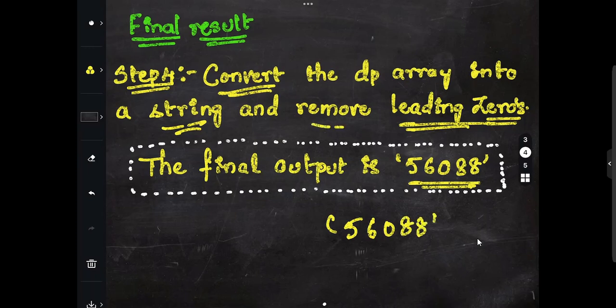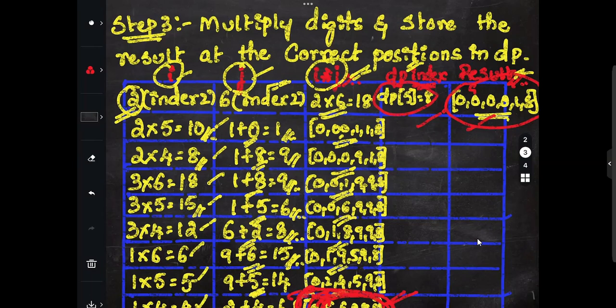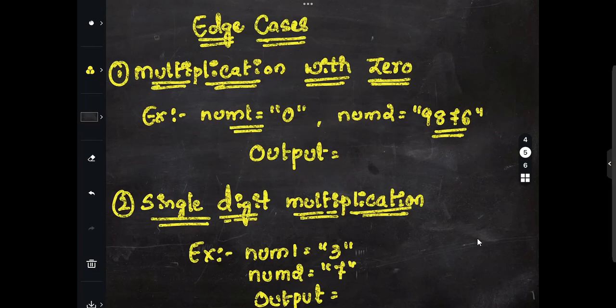So how we got this one? By removing the leading zeros. We will convert the array into string by removing the leading 0. We got 056088, right? Here you can clearly see 056088. The final one, we will return only 56088 in this case, right? So this is the output that we got. So the final result will be this one itself, right? So I hope the approach is completely clear.